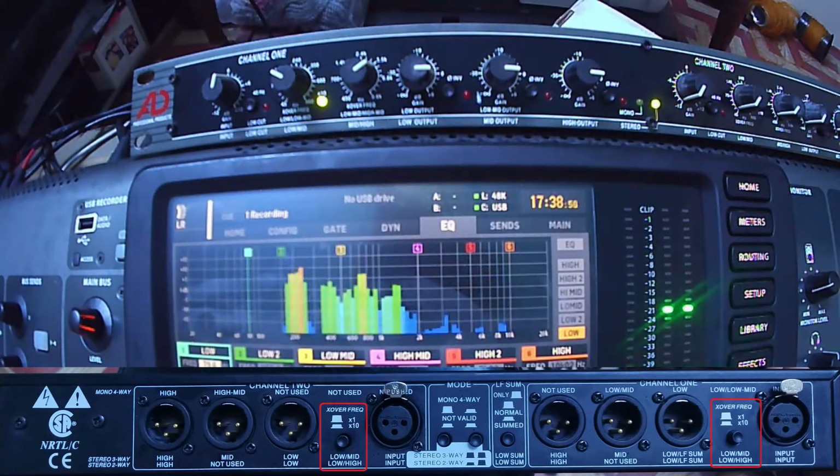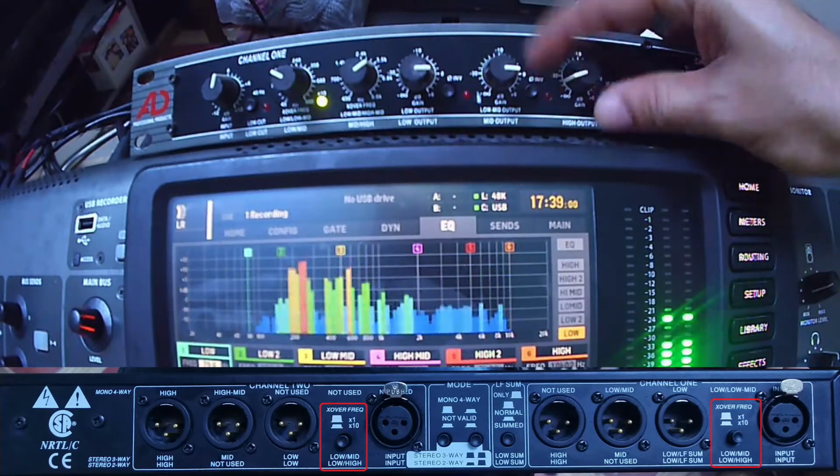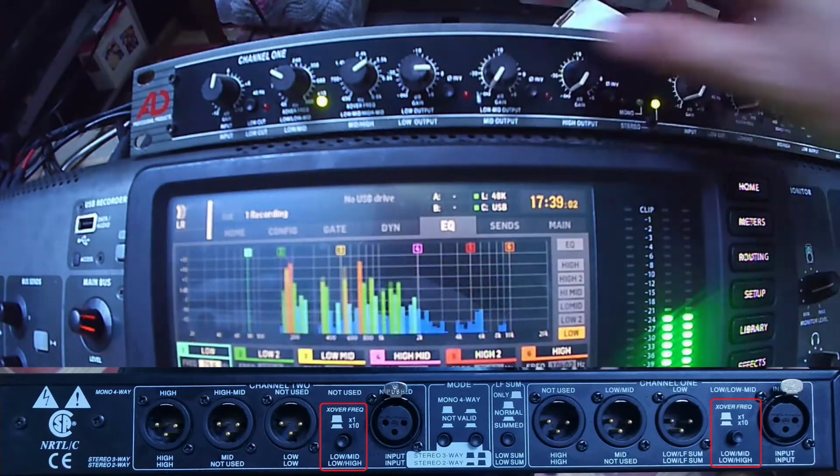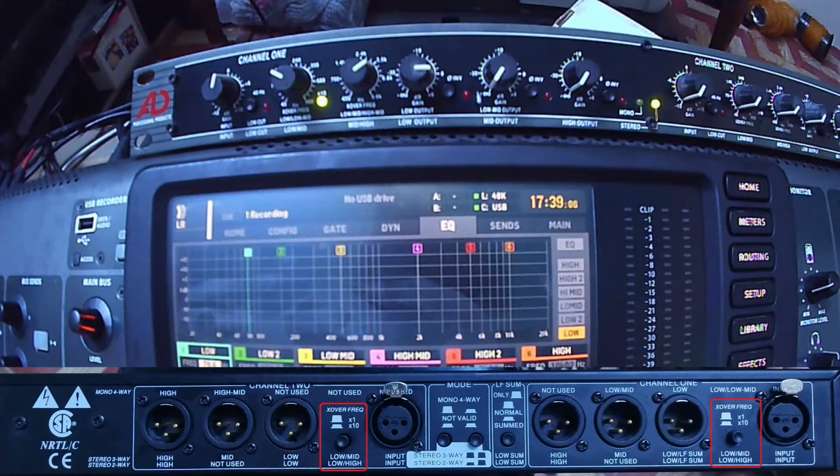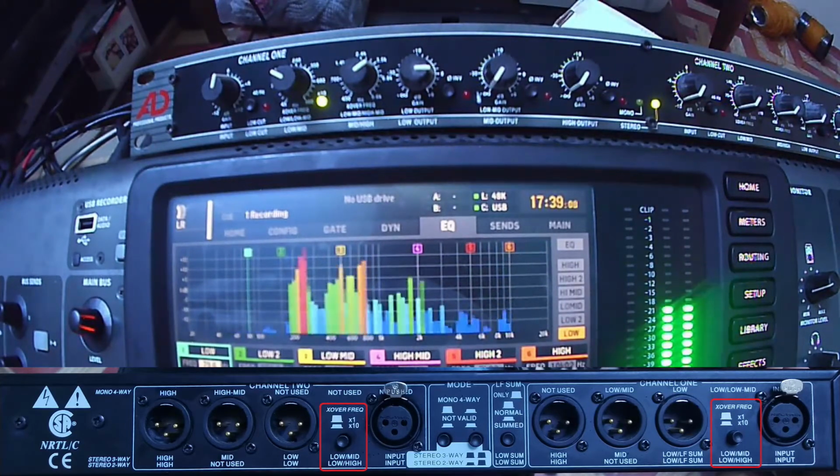Now I switch it on and let's see what it does to the signal. For now, I'm going to switch off this mid and high output and keep only the subwoofer output. I'm going to switch on the pink noise.